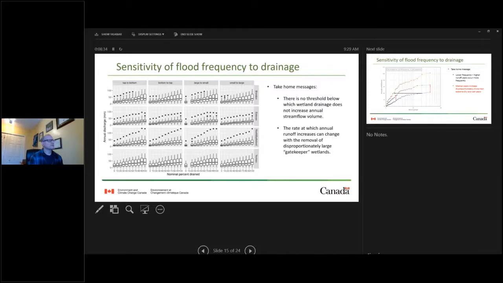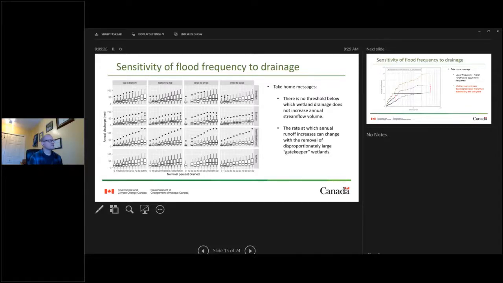One really big take-home message is that there is no threshold below which wetland drainage doesn't increase stream flow volume. We see a response immediately. And there's a lot of information in these box and whisker plots, and what's important to interpret here is that this is for a 30-year run. So what you see in each box and whisker is the range from the minimum runoff to the maximum runoff over that 30-year period, and that black bar in the middle is your average condition. So there's still lots of variation within that 30-year period, but when you look at the whole regime, then you definitely see that removing these wetlands increases the discharge.